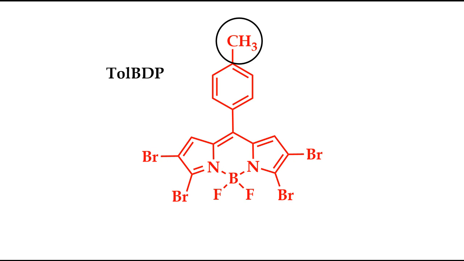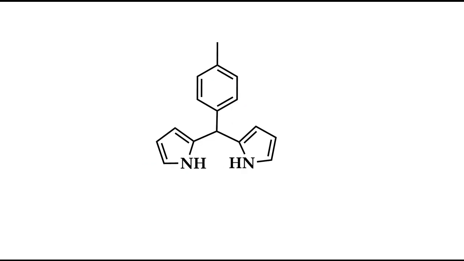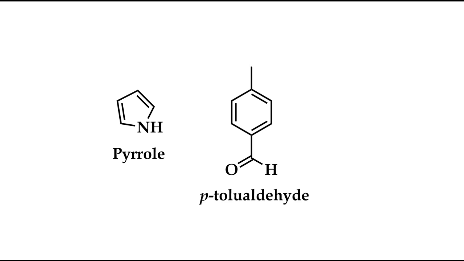First, let me explain how I synthesized this compound. To obtain the target compound, I first needed to synthesize the dipyrromethane. For this, I reacted pyrrole and p-tolualdehyde in the presence of an acid.